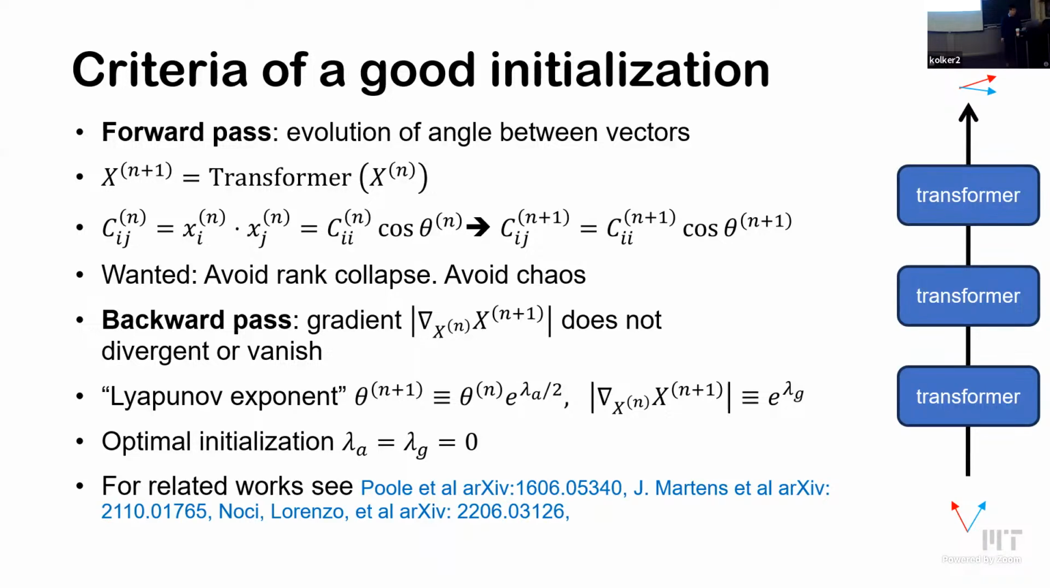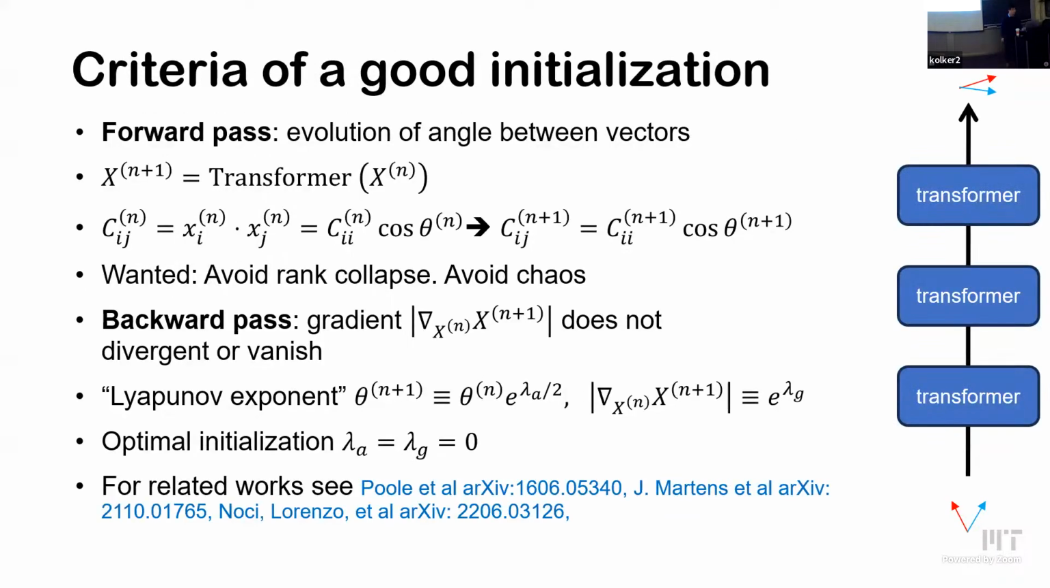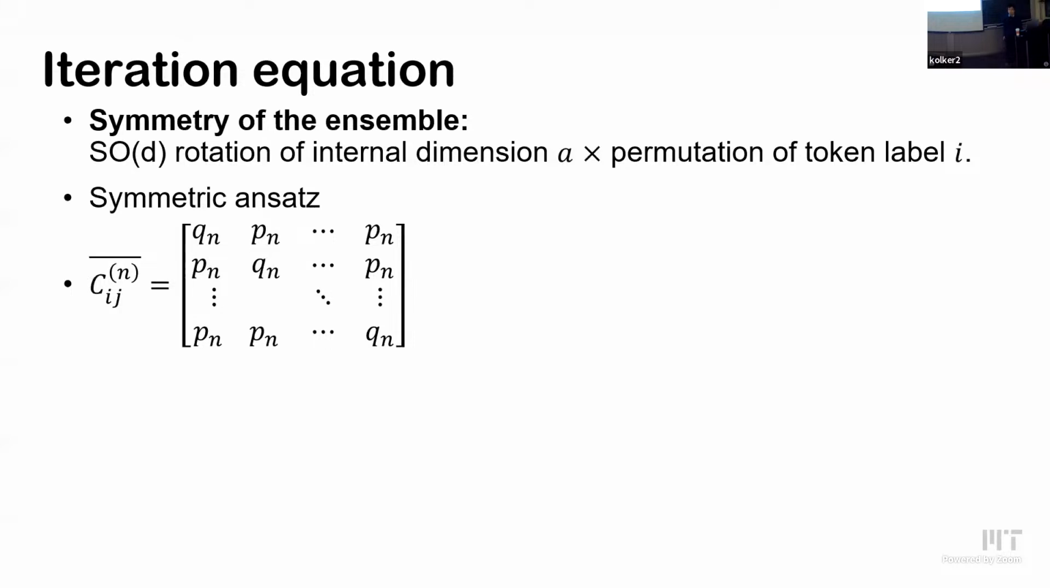Okay, so that's basically the criteria we want to apply, and then the question is how do we study this? How do we really compute these quantities? What we are going to do is, under certain approximation, analytically study the evolution of this angle. And then for the gradient, we will rely on numerics. So let's analyze the symmetry of this ansatz. We choose these matrices to be random.